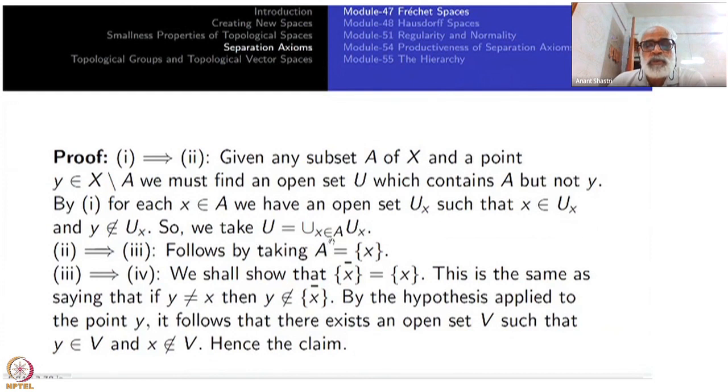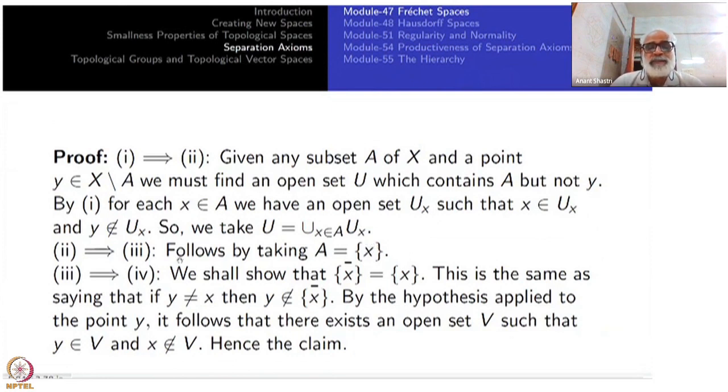Take U equal to the union of all UX's, X belonging to A. So this will contain A. Since none of them contain Y, the union will also not contain Y. So when you take the intersection of all open subsets containing A, this Y will be left out. Since every point away from A will be left out, the intersection is exactly equal to A. So 2 implies 1. Okay.